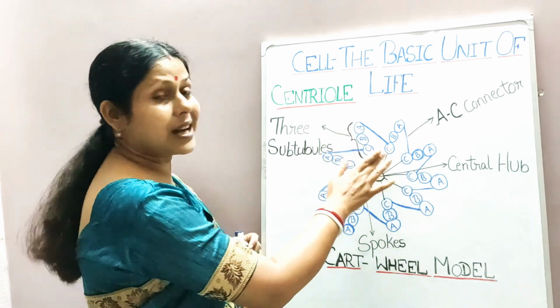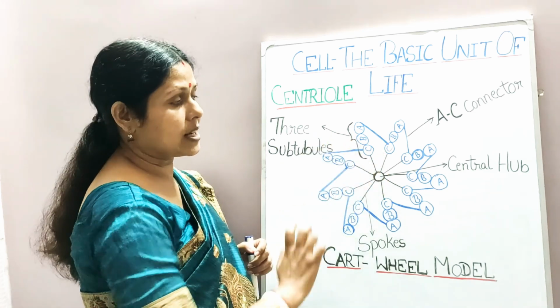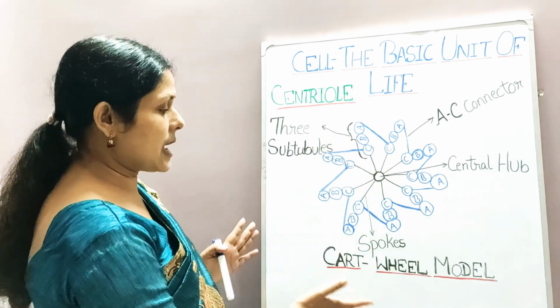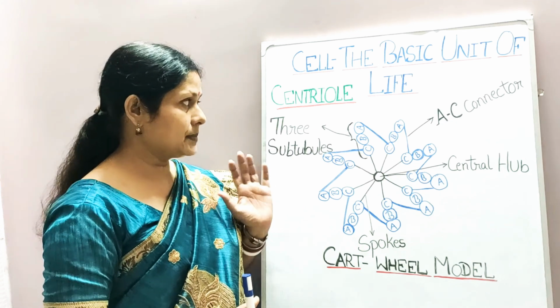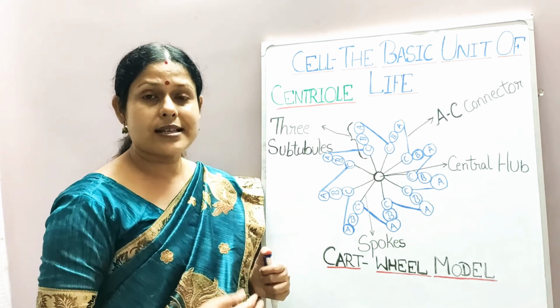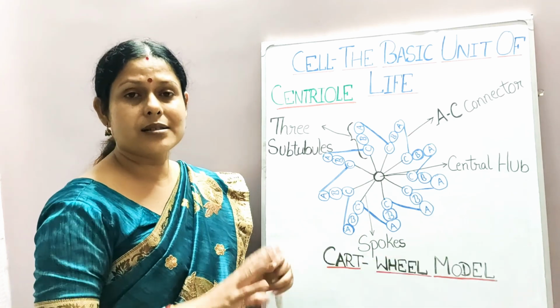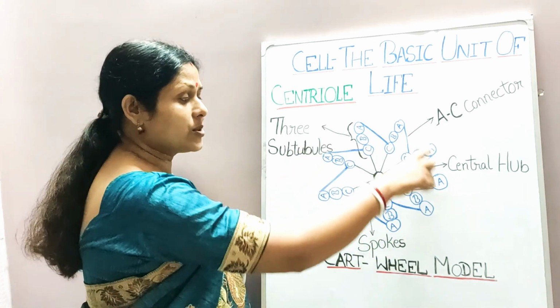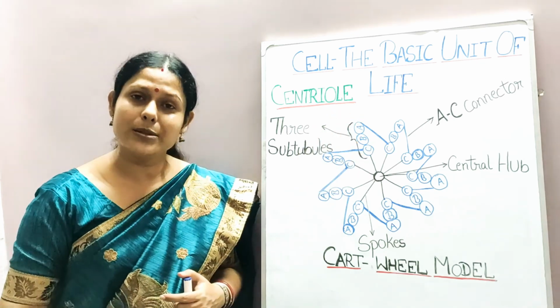So this is known as your connector, and this is also proteinaceous in nature, and A is connected to C. So this is the arrangement of the centrioles in the cross section, and this model is known as the cartwheel model. That is the bullock cart's wheel, so it somewhat looks like that, which is why the name cartwheel model has been given.